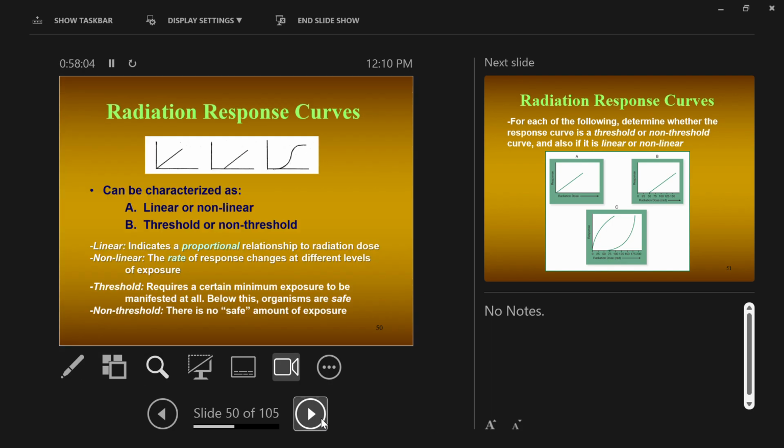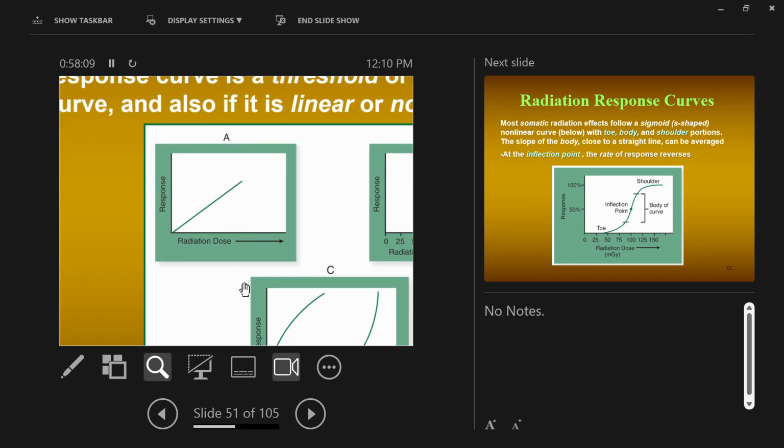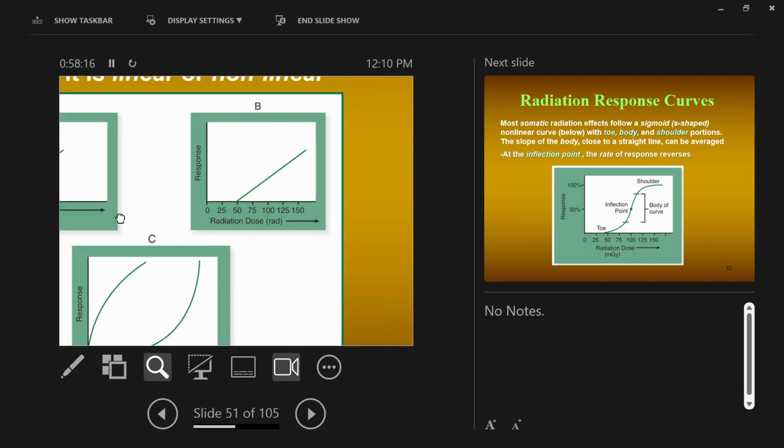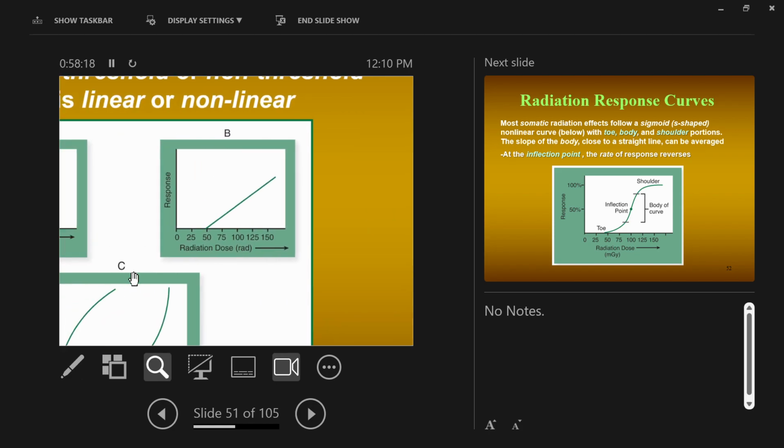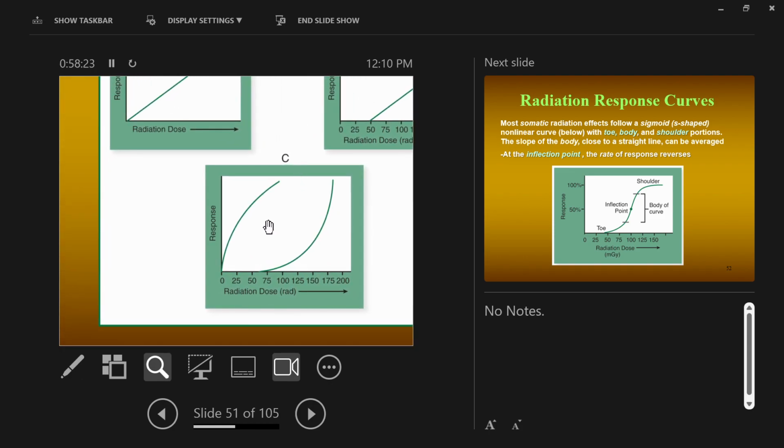All right, so take a look at these. This one on the top left, listed as A. Is it linear or nonlinear? Linear. Is it threshold or non-threshold? Non-threshold. How about B? Linear, threshold. How about the right curve on C? It's threshold, nonlinear, right? And then non-threshold, nonlinear, right? Okay, cool. You guys are doing great.